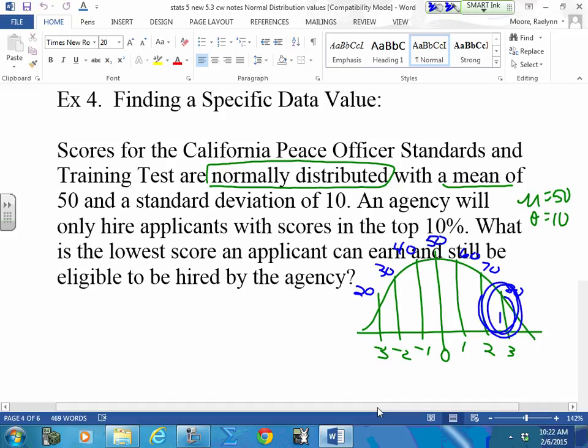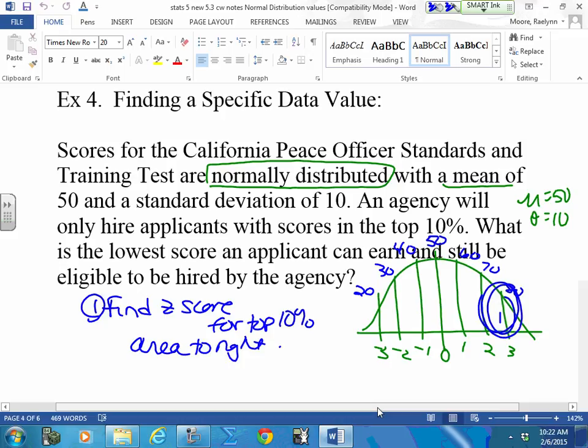So the first thing I need to do is find the z-score for a top 10%. I want the area to the right to be 0.10. So how do I find that z-score? What would you say in your calculator? 1 minus. Oh, very good. 1 minus 0.10, because remember, we only look up the areas to the left. If you put in the 0.10, you get the negative. Then just drop the negative sign.